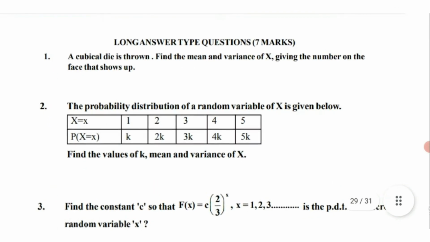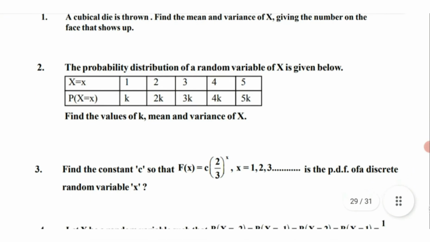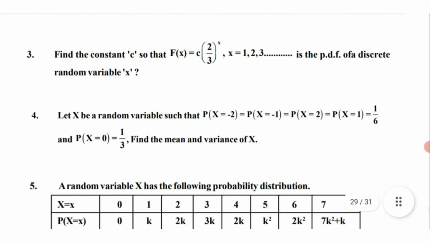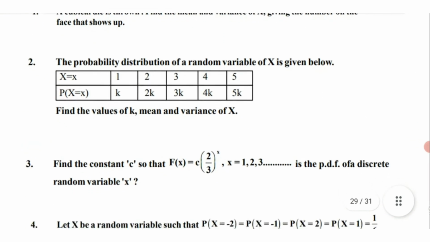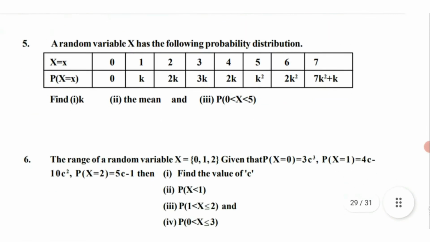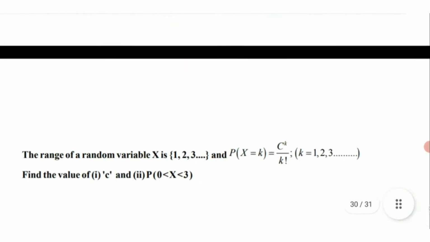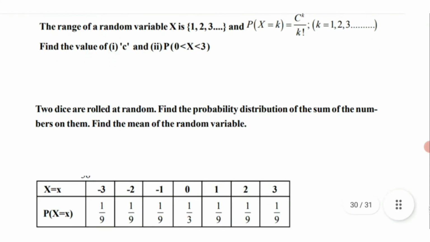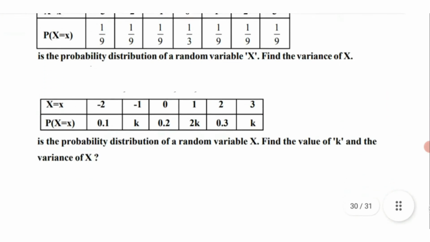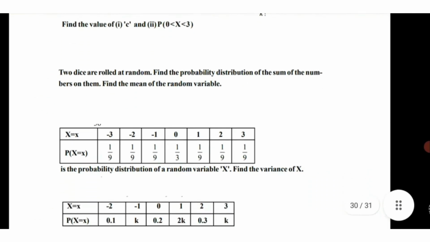Next LAQ questions I have given. If a cubical dice is thrown, 1 LAQ, 3 LAQs I have given here. 4, fifth one is also very important. 1, 2, 3, 4, 5, note it down. 6th is very important, find the value of C. Next 7th question is also very important. 8th one is also a very important question. 9th is also very important. Total 9 questions I have given, very important. If you practice, they will definitely give you good marks from this chapter.